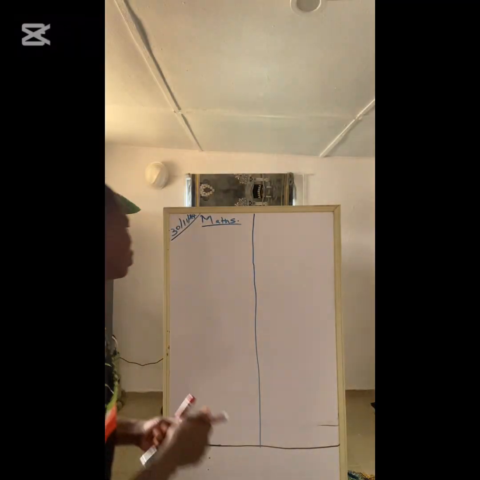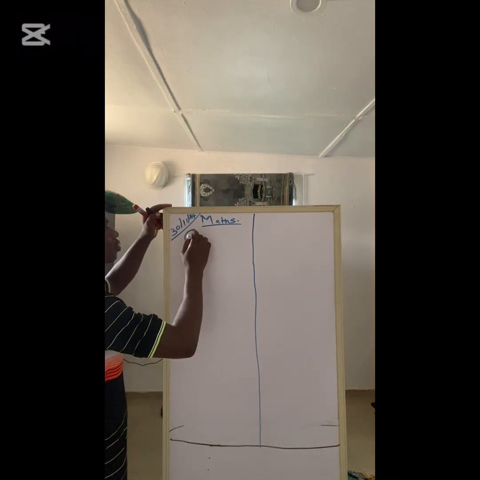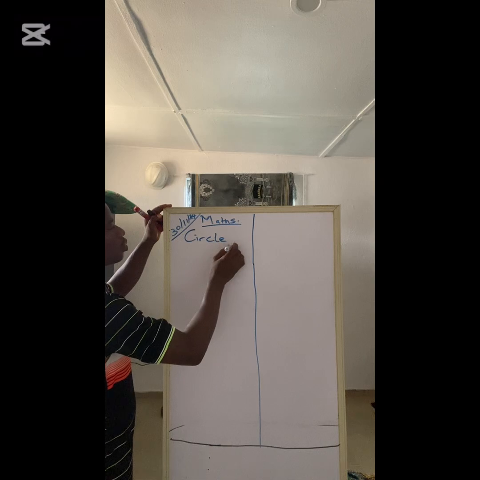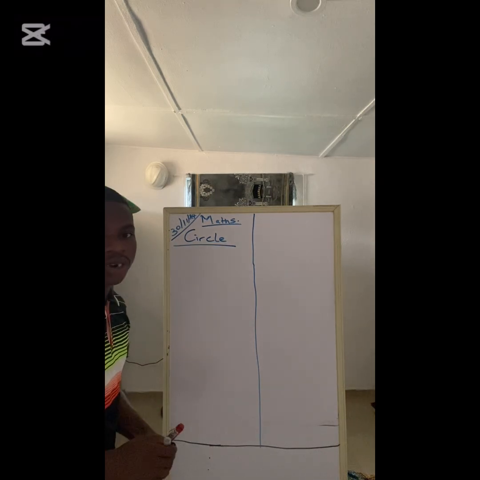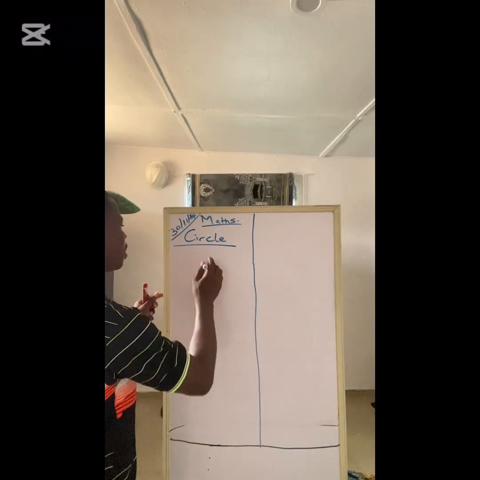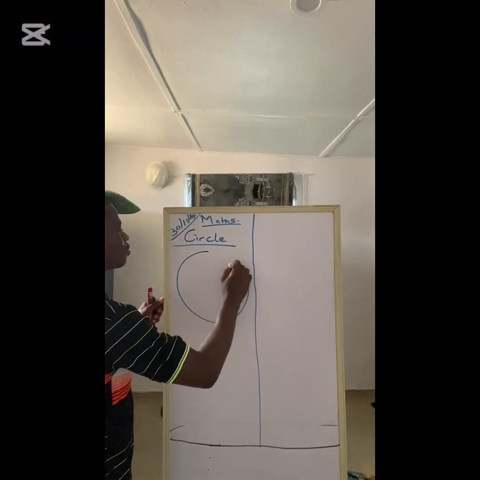Today we'll be talking about circle geometry, the properties of the circle, and the theorems of a circle. So as you can see on the board now, the first one is the circle. What are the properties of a circle that you need to know? We are having something like this, a circle.